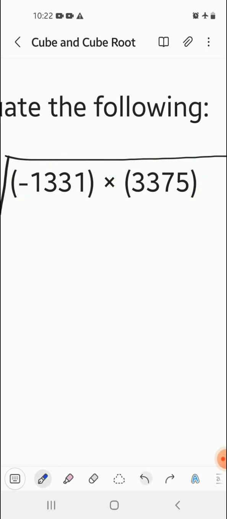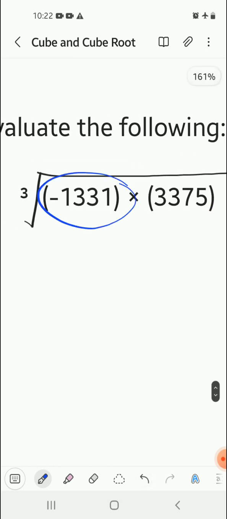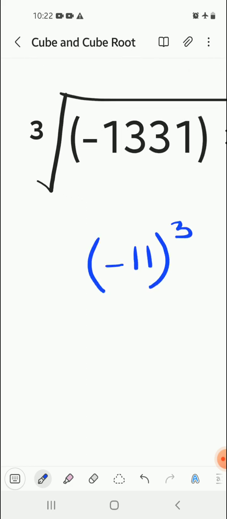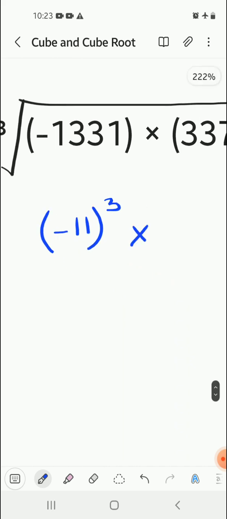I'll tell you what I was talking about. So first let's find the cube of this. If you are well versed with the cube and cube root list, then you would know this is actually the cube of 11. This is 1331. So we can therefore write it as minus 11 cube into.